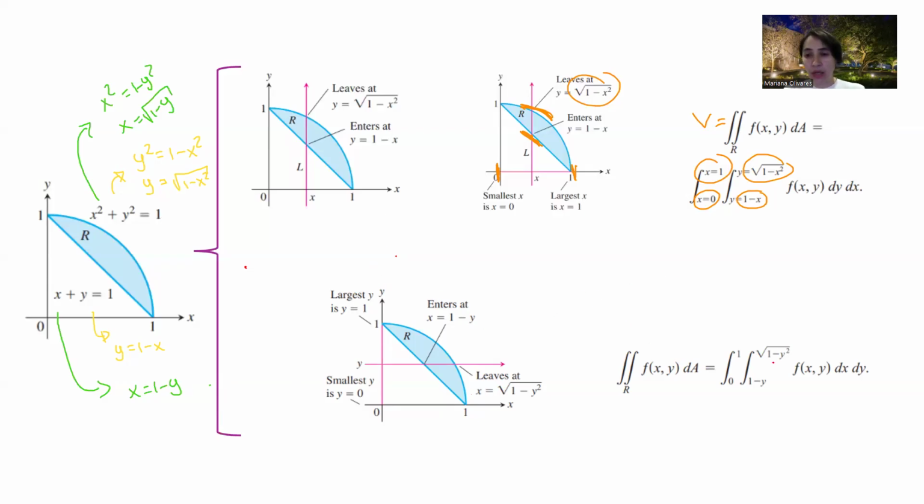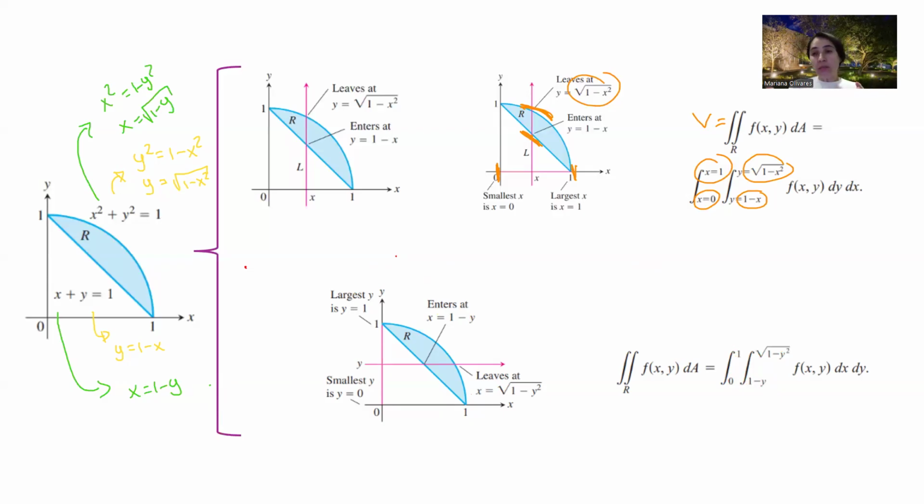So the lowest limit of integration is going to be 1 minus y, and here the upper one is going to be the square root of 1 minus y squared, and for x 0, and for y 0 and 1. Okay, so basically that is the way to establish in which direction we are getting the integration.